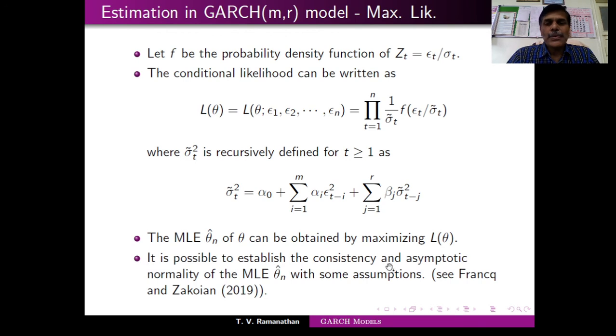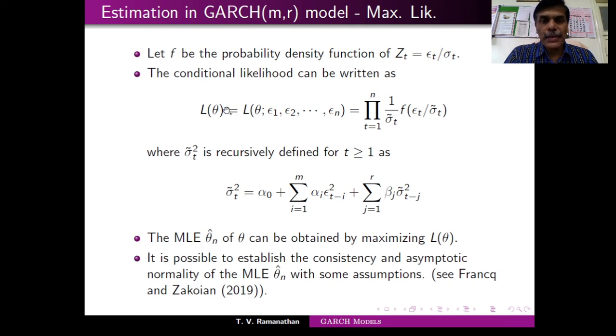It is possible to establish the consistency and asymptotic normality of the MLE theta n hat with some assumptions. I give you a reference of Francq and Zakoian. Actually, I think I have put this on the sharing thing. So you have Francq and Zakoian's book where they talked about consistency and asymptotic normality. Anyway, it is not a part of our syllabus, but those who are interested can look into that. So the maximum likelihood estimator is consistent and asymptotically normal.